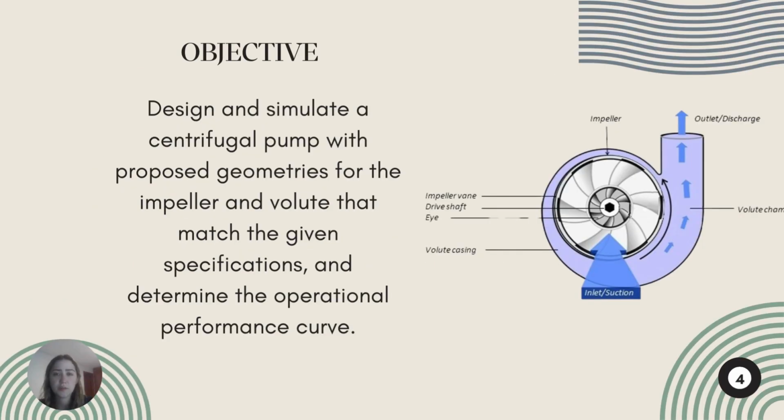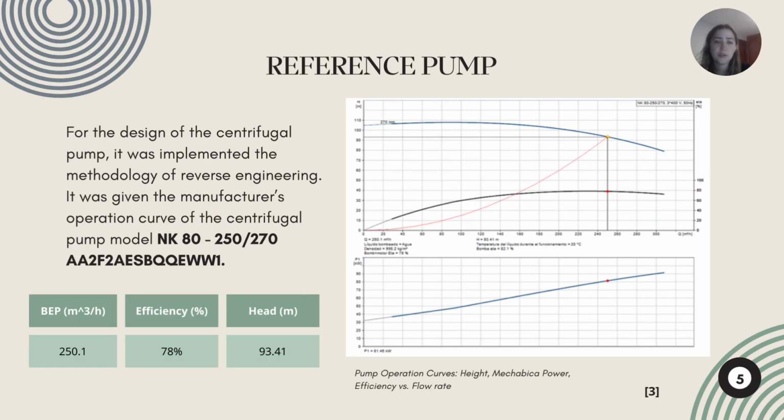The objective of this project is to design and simulate a centrifugal pump with the proposed geometries for the impeller and the volute that match the given specifications and determine the operational performance curve. To design our centrifugal pump, we used as a reference the design proposed by Valdez, which had a BEP of 250.1 cubic meters per hour, an efficiency of 78%, and a total head of 93.41 meters.